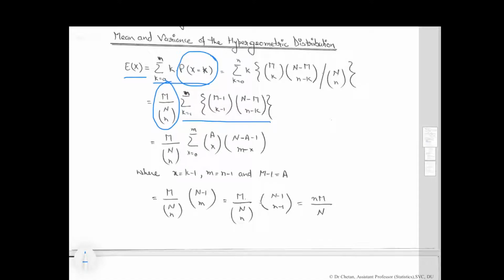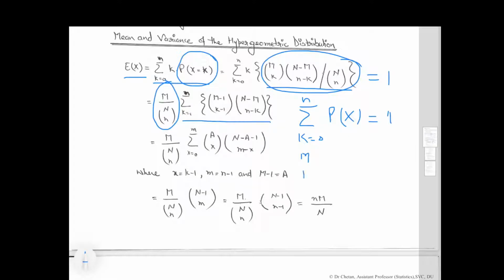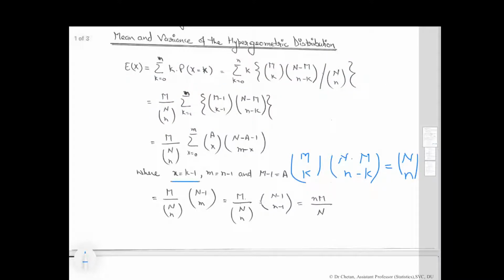We have this probability mass function. Summing over this probability mass function, the sum over k equal to 0 to small n of P of X is equal to 1. It means we can write this quantity equal to 1, or we can write like this: MCk into N minus M C n minus k is equal to NCn. Now write x is equal to k minus 1, small m is equal to small n minus 1 and capital M minus 1 equal to a. Here we will get this quantity.